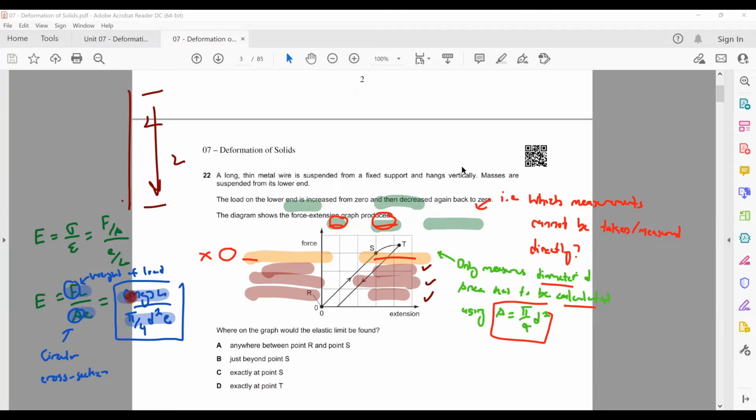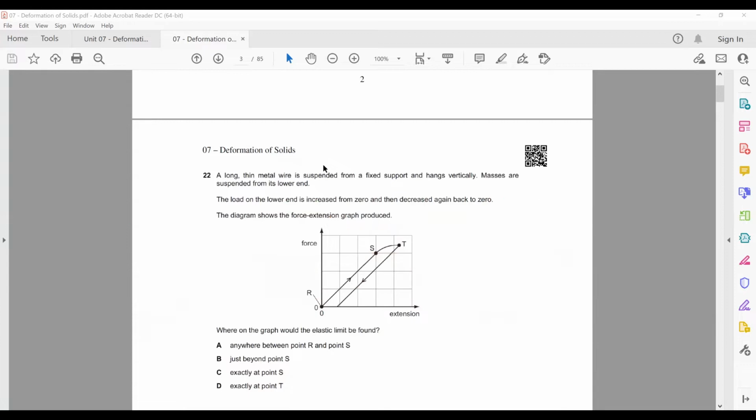Okay, so I'll clear the drawing. Okay, a long thin wire is suspended from a fixed support and hangs vertically. Masses are suspended from its lower end. The load on the lower end is increased from 0 and then decreased back to 0. The diagram here shows the force extension graph produced. So what you have is a wire with a load there.